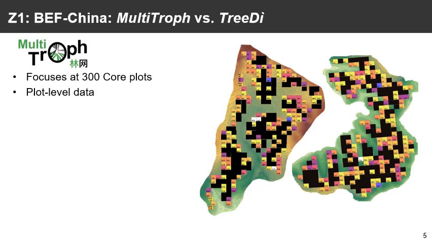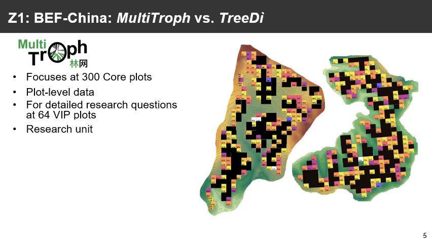We will collect plot level data. And although all the sub-projects will focus on the 300 core plots, for some detailed research questions, they will focus on 65 VIP plots. These are the very intensively studied plots in BEF China.